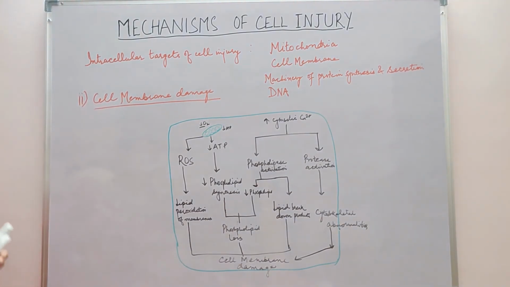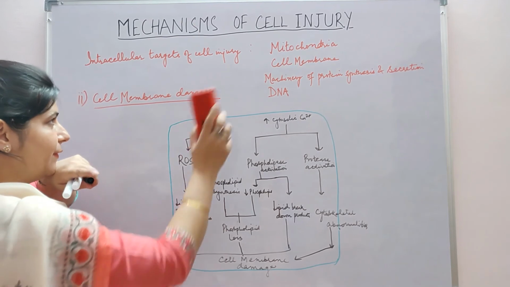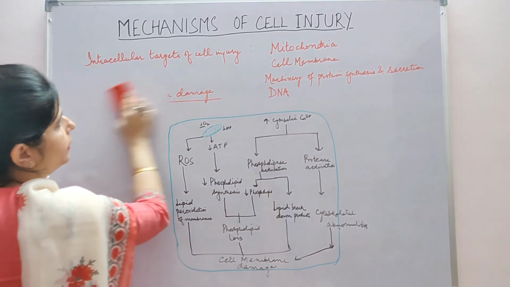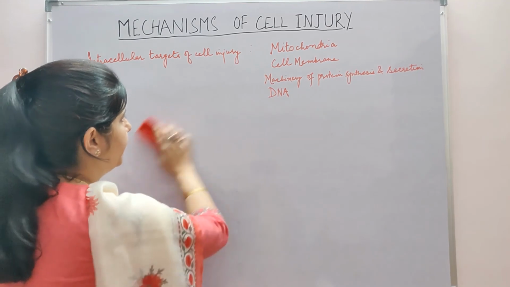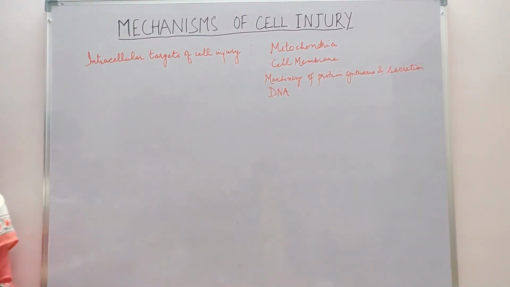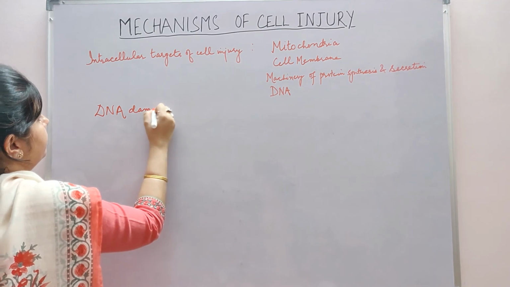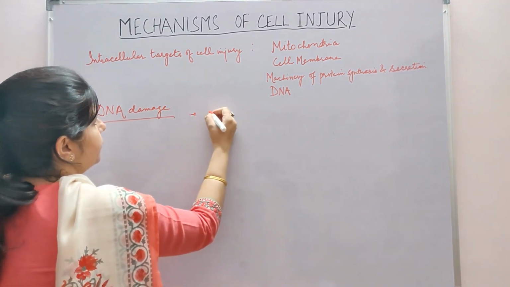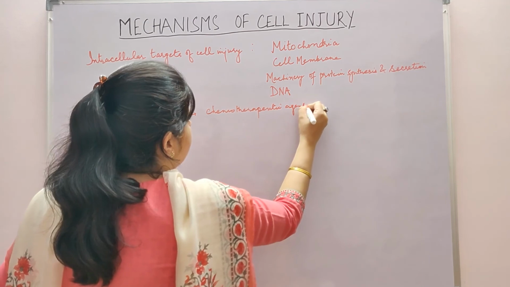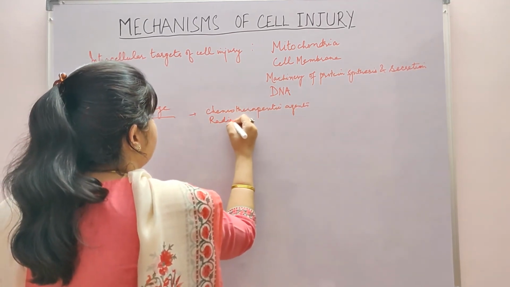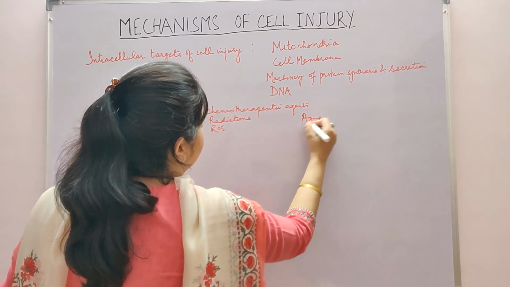Now next, coming on to machinery of protein synthesis and secretion. This we have discussed already when we were discussing the mitochondrial damage. Next we come on to the DNA damage. So DNA can be damaged because of chemotherapeutic agents, due to radiations, reactive oxygen species, and also in aging DNA damage occurs.